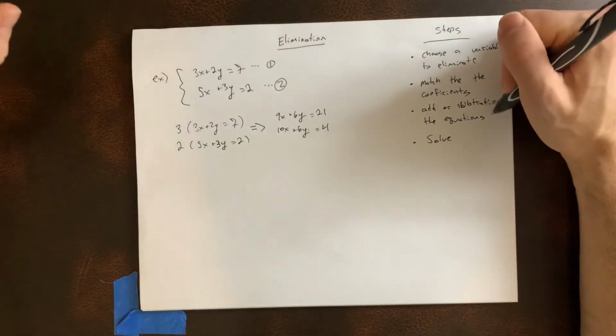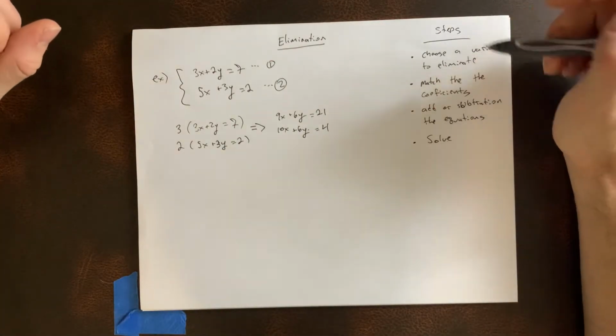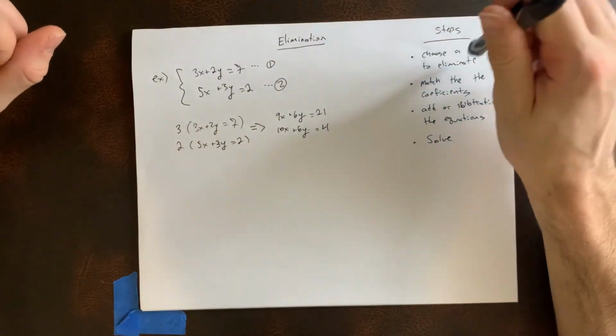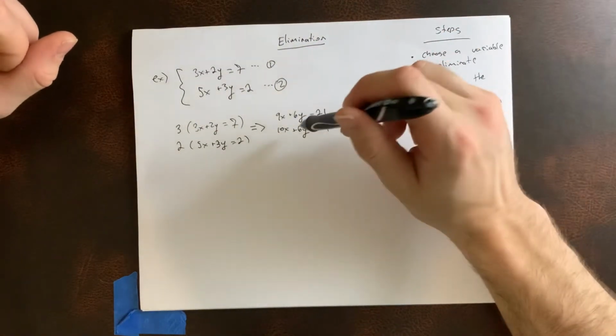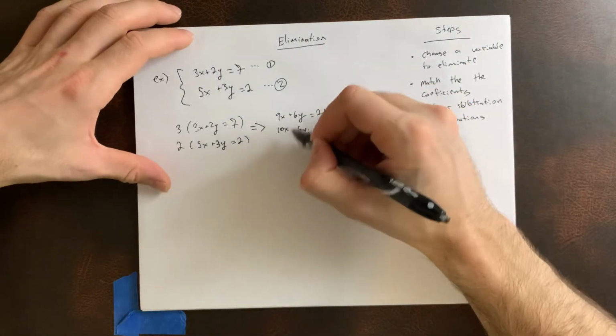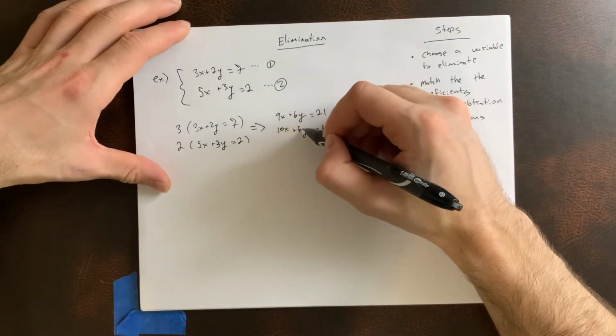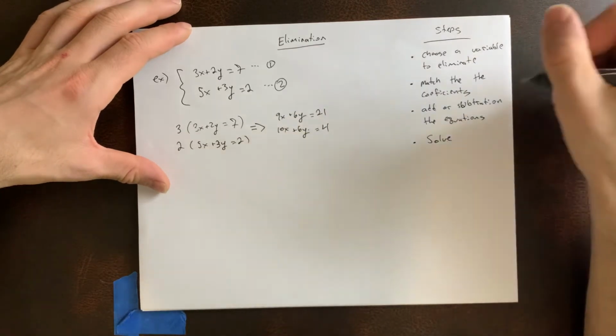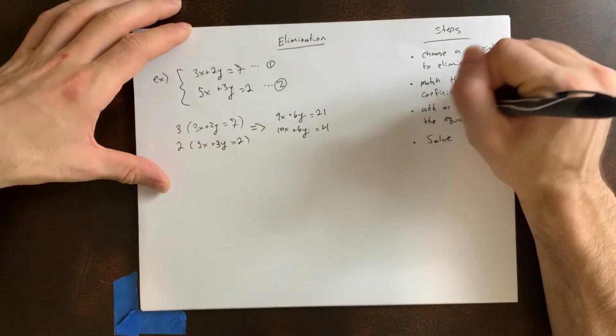So now it says add or subtract. So what you see here, this method is called elimination because we want to eliminate a variable. And so in this step right here, we're going to want to subtract these two equations. So you see, if we subtract these two equations, we'd end up getting a 6 minus a 6. So the y would go away. So in this situation, we're going to want to choose subtraction.